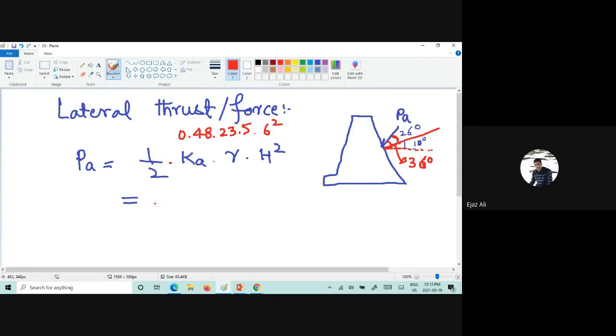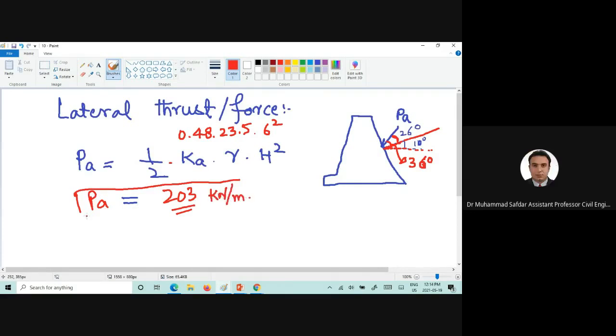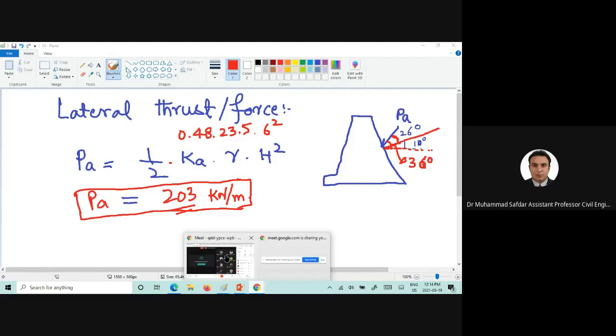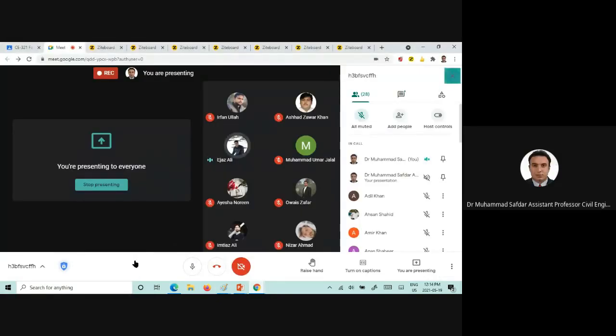Sir, isn't this the unit weight of the backfill? 203.04. 203, sir. 203. So 203 would be PA, right? Sir, the unit weight is 18, sir. Kilonewton per meter. What is your name, who says it is 18? What is your name? Ejaz, thank you very much.